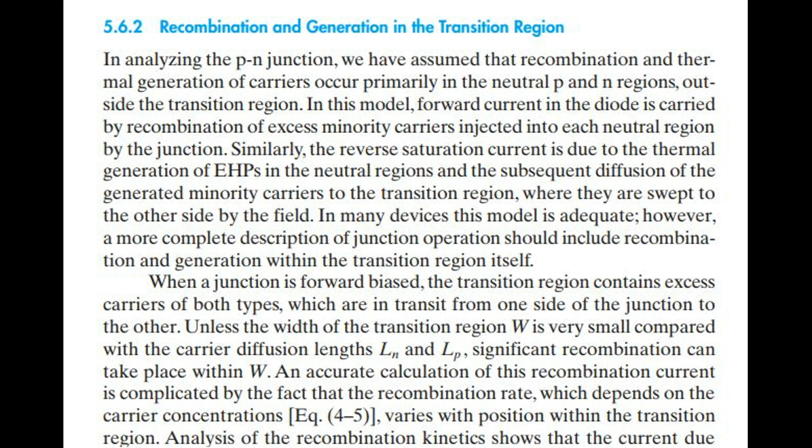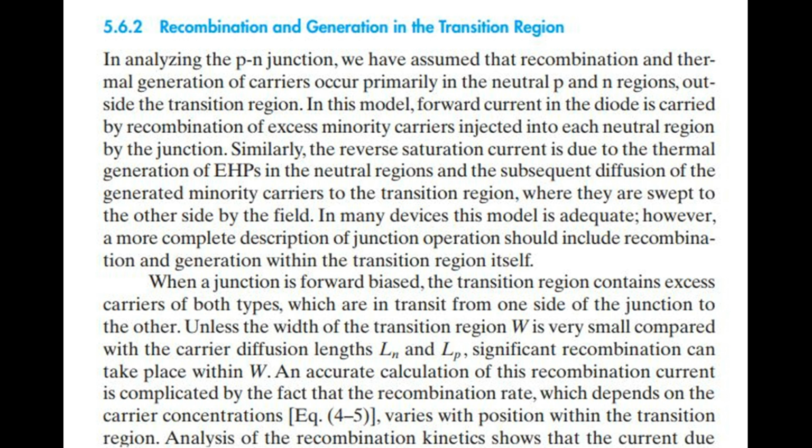Recombination and generation in the transition region. In analyzing the p-n junction, we have assumed that recombination and thermal generation of carriers occur primarily in the neutral p and n regions, outside the transition region. In this model, forward current in the diode is carried by recombination of excess minority carriers injected into each neutral region by the junction. Similarly, the reverse saturation current is due to the thermal generation of electron-hole pairs in the neutral regions and the subsequent diffusion of the generated minority carriers to the transition region, where they are swept to the other side by the field. In many devices this model is adequate.